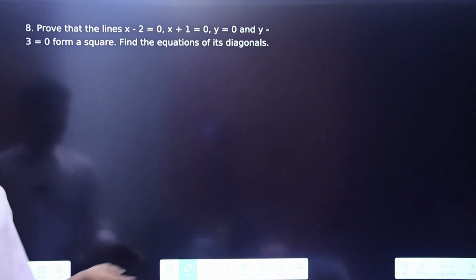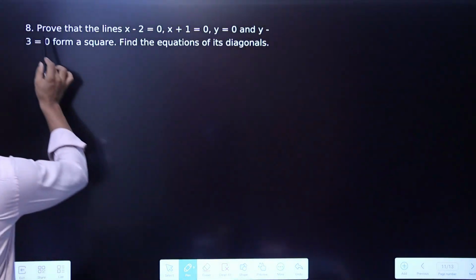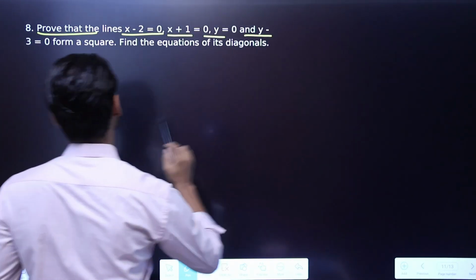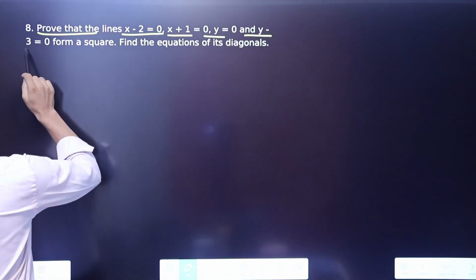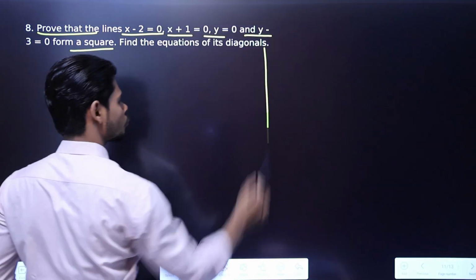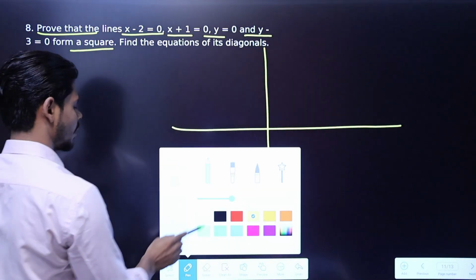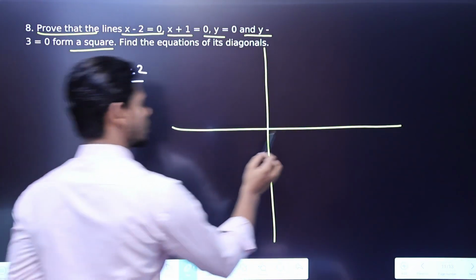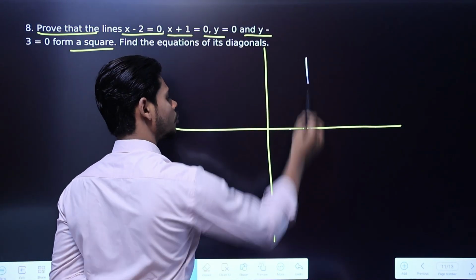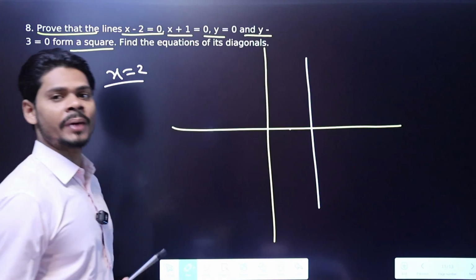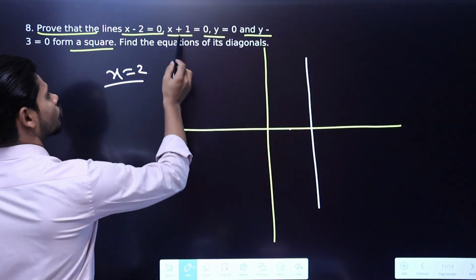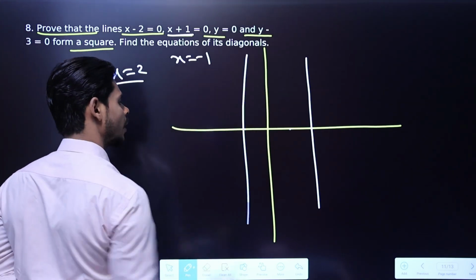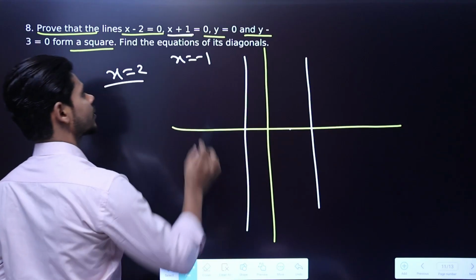Fine. Next question is, we have to prove that the lines x minus 2 equal to 0, x plus 1 equal to 0, y is equal to 0, and y is equal to 3 form a square. So let's draw the square first. This is your x-axis, y-axis. First one is x minus 2 equal to 0, or you can say x is equal to 2, which is parallel to y-axis. Then x plus 1 equal to 0, so x will be minus 1, like this, also parallel to y-axis.